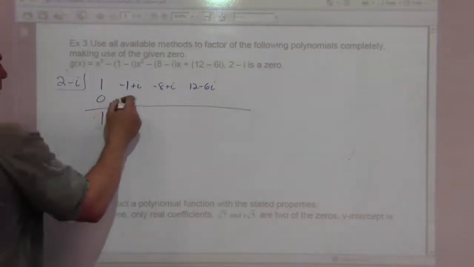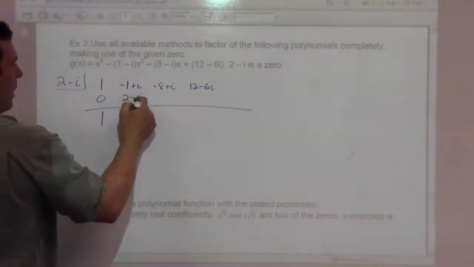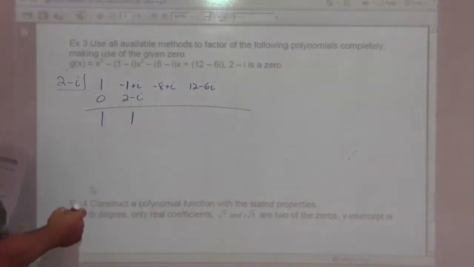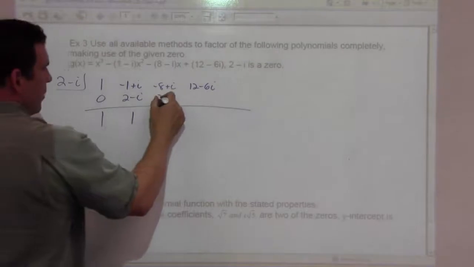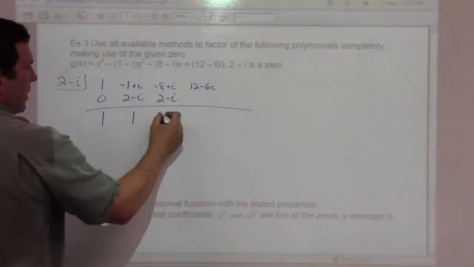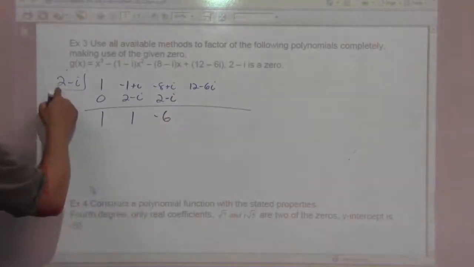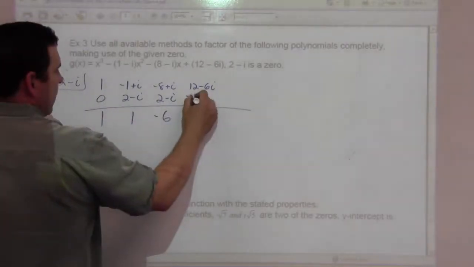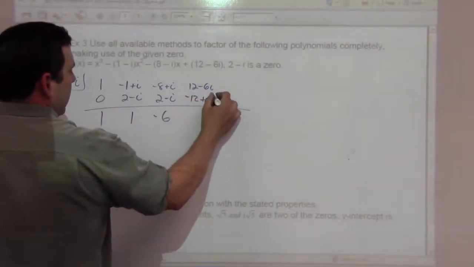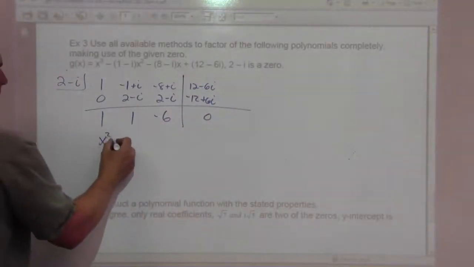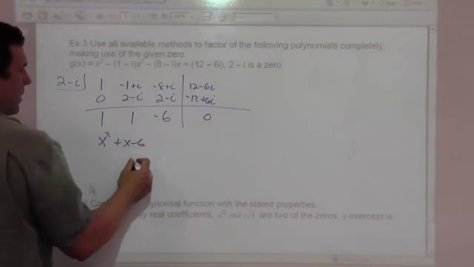2 minus i times 1 is 2 minus i. Add that straight down, what are we going to have? Just 1. 2 minus i times 1 is 2 minus i. Add that straight down, we're going to have negative 6. 2 minus i times negative 6 is negative 12 plus 6i. You get 0. That means we have the polynomial x squared plus x minus 6.